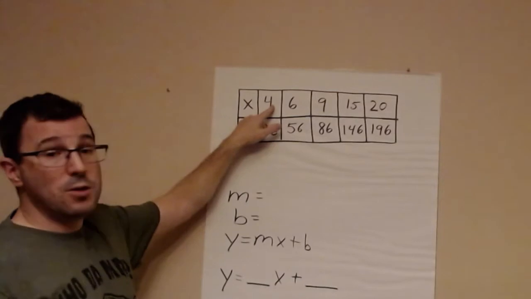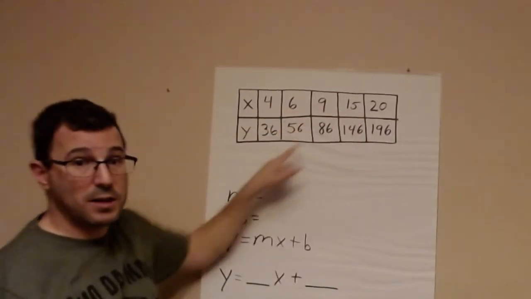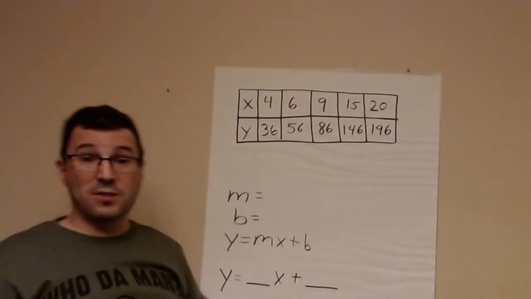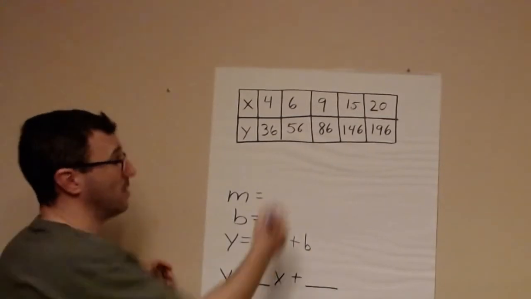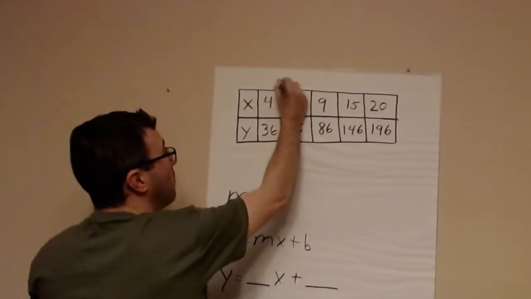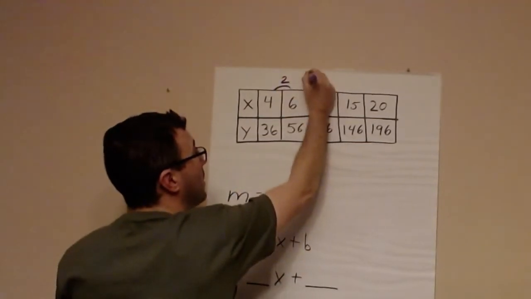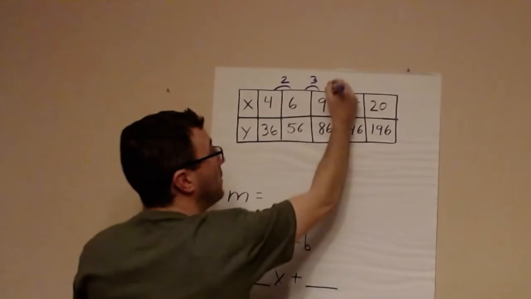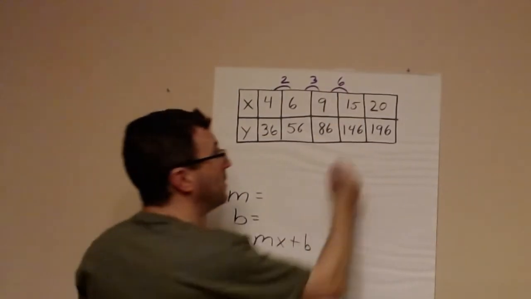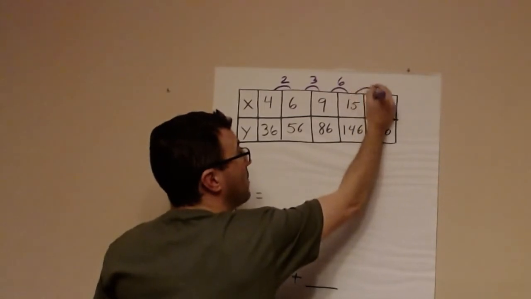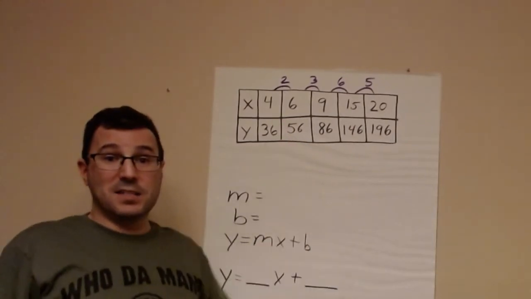So I notice that my x is increasing and my y's are increasing. That tells me that my slope is positive because they're both doing the same thing. So let's take a look. 4 to 6 is 2. 6 to 9 is 3. 9 to 15, that's 6. And 15 to 20, that's 5. Even that's not nice.